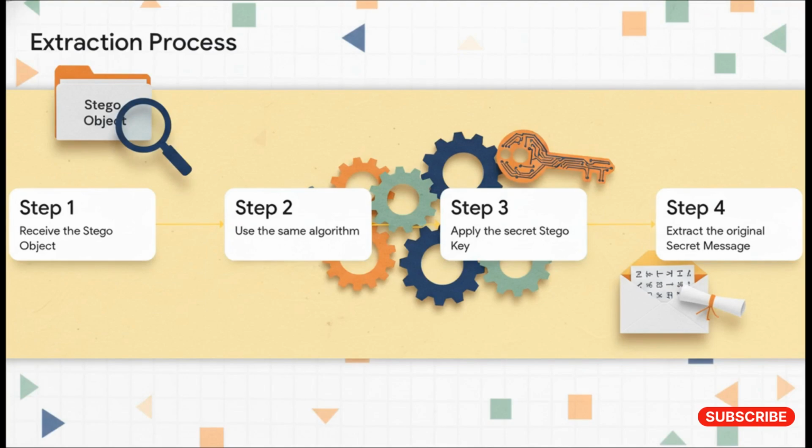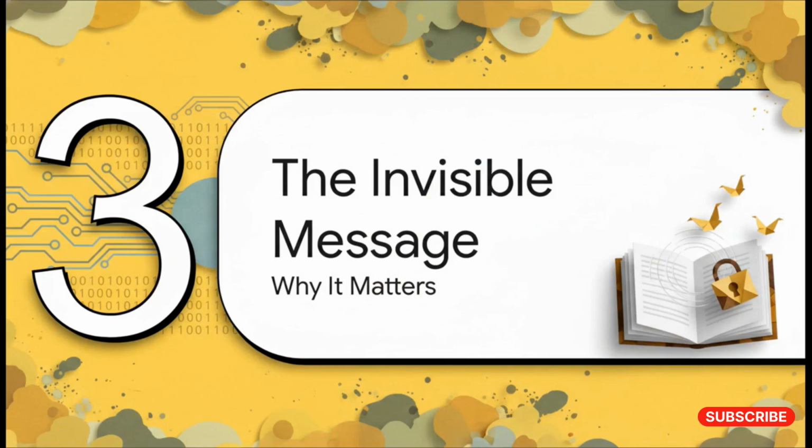So, once your friend on the other end gets the file, they start the extraction process. And really, it's just the embedding process, but in reverse. They use the exact same algorithm, but this time they plug in that secret Stego key. The key tells the algorithm exactly where to look inside the file to pull out, piece back together, and reveal the original secret message.